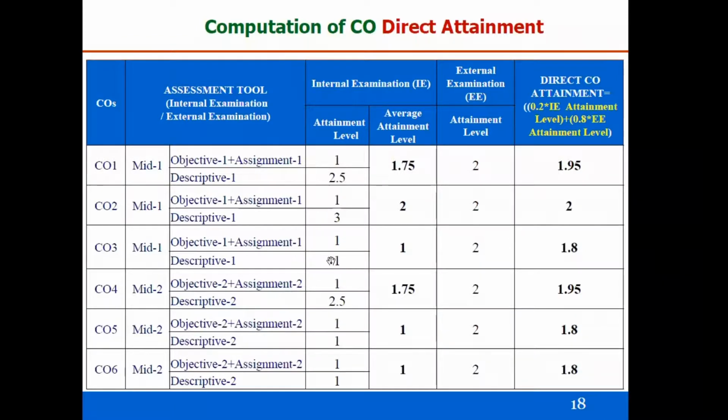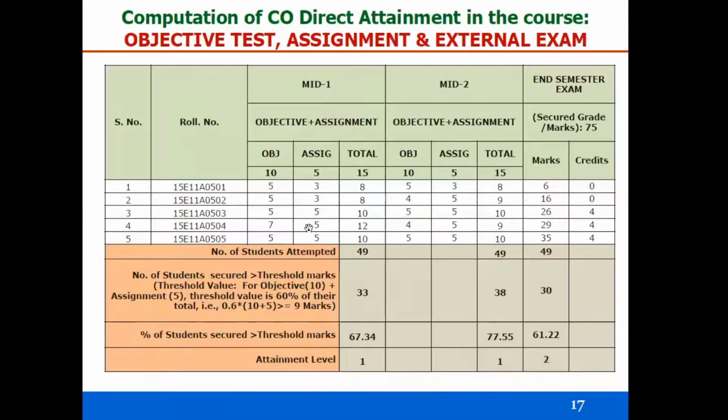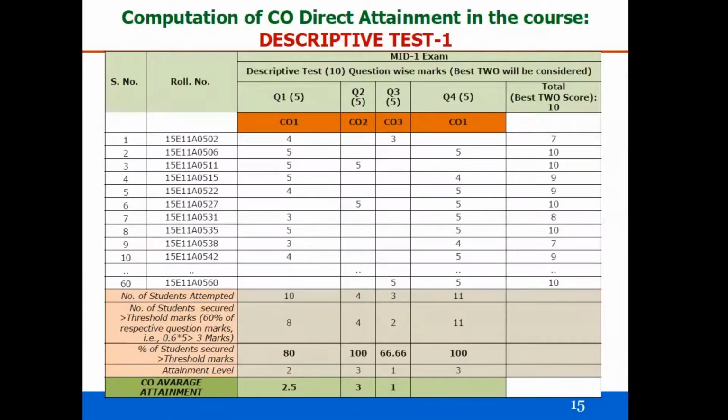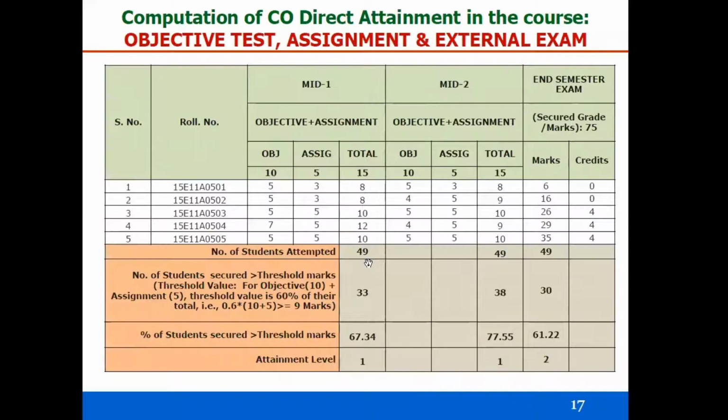Then let us go back and find the descriptive test attainment levels. Now here you can see descriptive test 1. Here we have separate CO-wise values, so no problem. You can directly take them. In descriptive test 1, for CO1 you have to take the value 2.5. Then for CO2 you have to take 3. Then for CO3 you have to take 1. So 2.5, 3, 1, you can include for CO1, 2, 3.